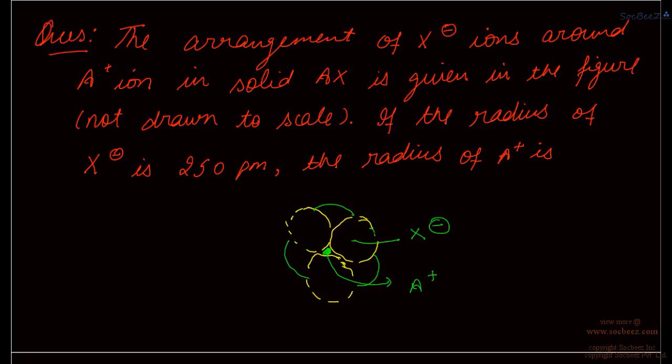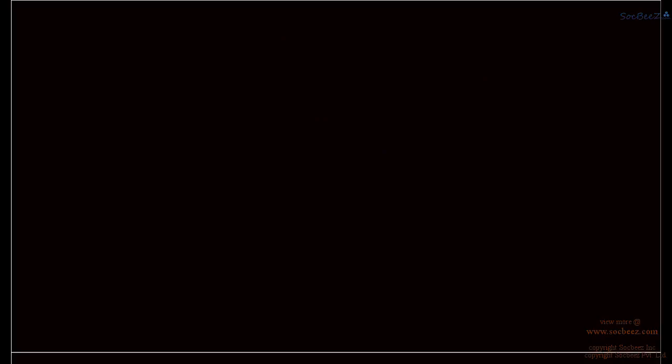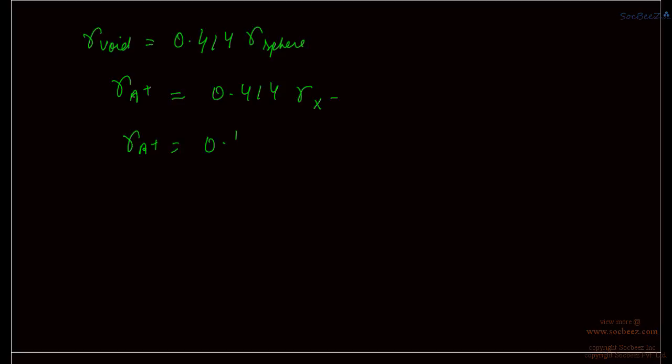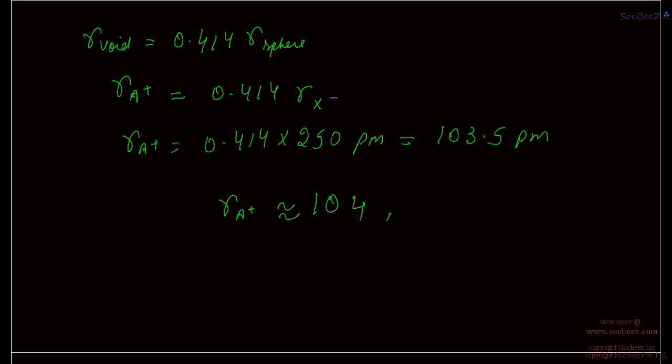Now according to the given figure, A positive is present in octahedral void of X negative. From the figure you can find out that this void is octahedral. Now the limiting radius in case of octahedral void is related to radius of sphere as r void equals 0.414 r sphere. So from here r A positive comes out to be 0.414 r X negative. r X negative is given to us as 250 picometer. Therefore radius of A positive is 0.414 into 250 picometer equals 103.5 picometer. So the correct answer is 103.5 picometer.